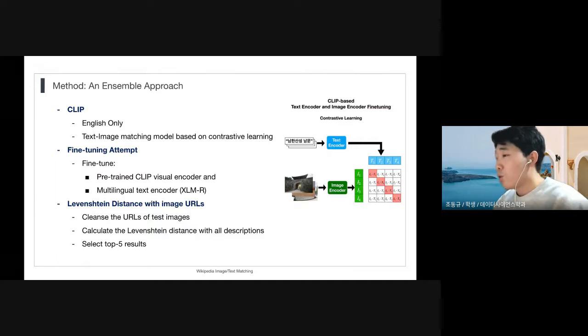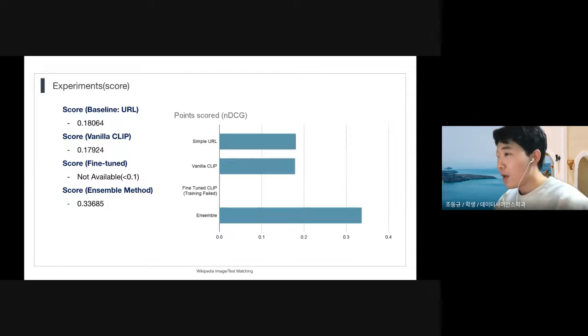Apart from this, the URL is given in the text submission files, and we thought that the URL still remains a powerful clue. So we cleansed the URLs, calculated the Levenshtein distance with all possible descriptions, and then took the top 5 results. In the end, we'll combine these 2 models.